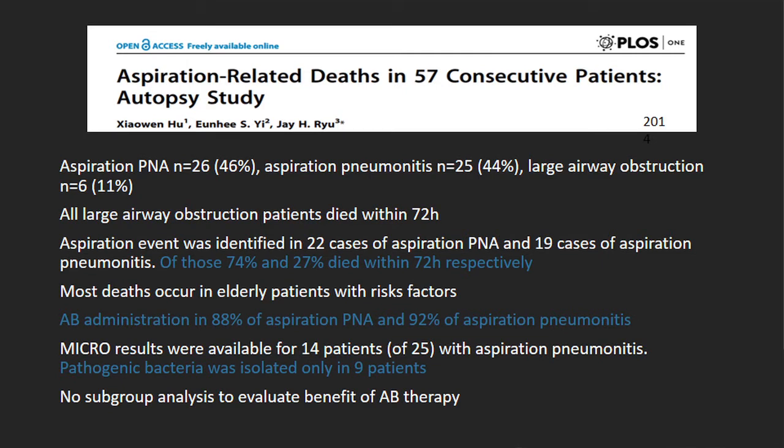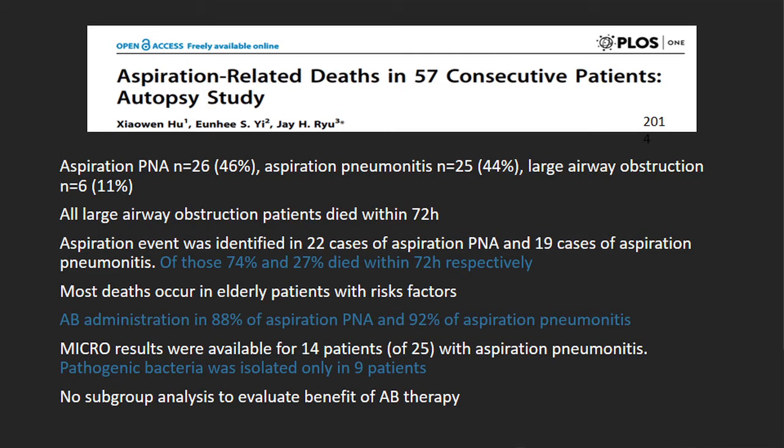Versus if the patient does not require intubation, more supportive measures and observation may be more reasonable than just starting antibiotics. So this is another study. I thought it was very interesting.